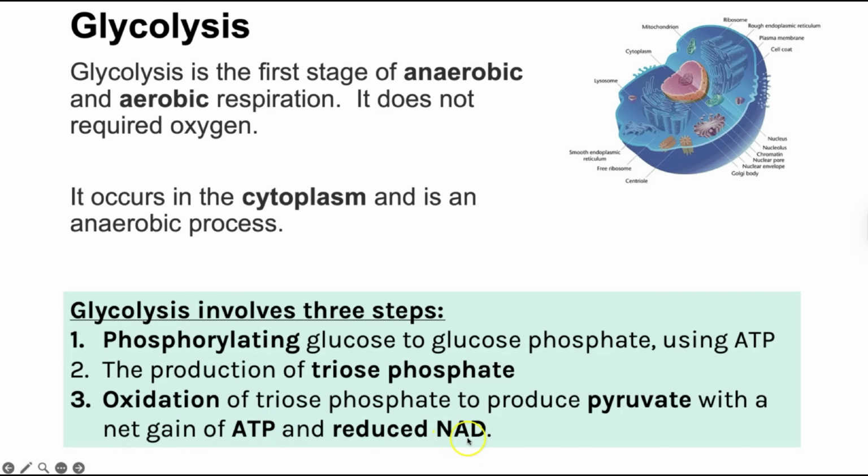NAD is one of the coenzymes used in respiration, and it has the same role as NADP did in photosynthesis. Do not confuse those though, it will cost marks. So the way that I always say to remember it is NADP, think P for photosynthesis.